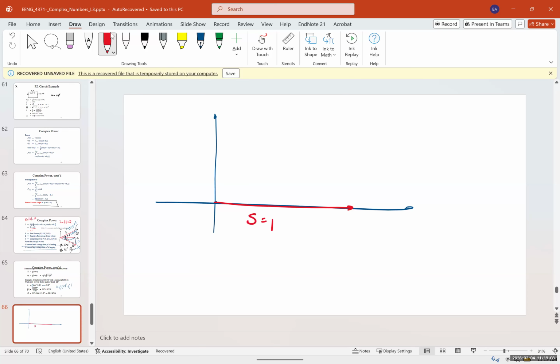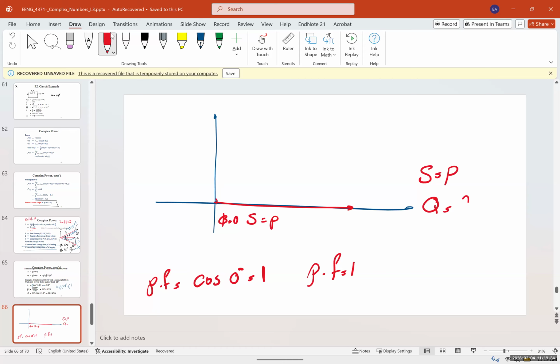So if S is equal to P here, then theta, or phi, is equal to what? Phi is equal to 0. Yes. So cosine of 0 degrees is 1, which is the power factor. So power factor would be equal to 1, which is the best case scenario. S is equal to P and Q is equal to 0. Thank you.